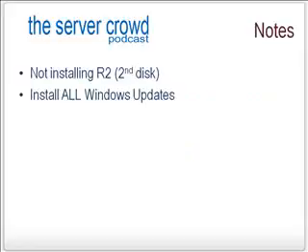Now let's go over some side notes. We're not going to be installing R2, which is the second disk, and you're going to need to run Windows Update and install all of the updates on the machine after we finish this lab. And that's just to make sure that the system is pure and clean and is going to be compatible with all of the future things that we're going to do with it.